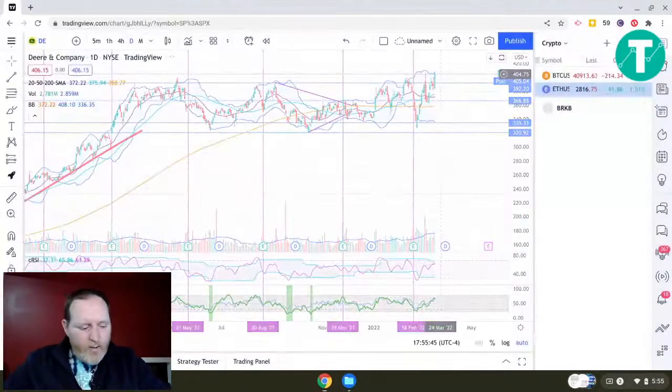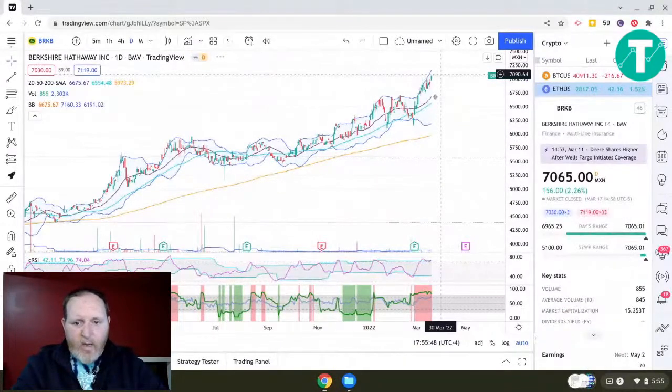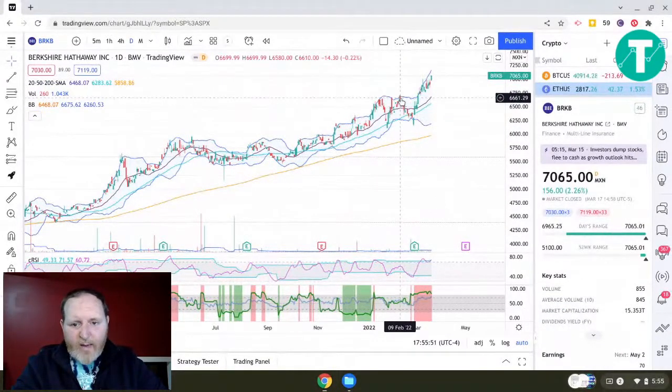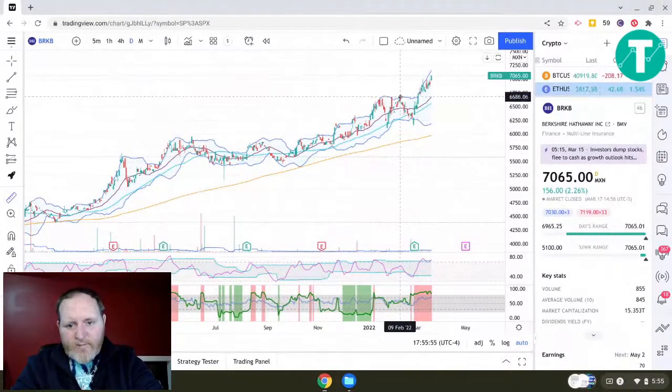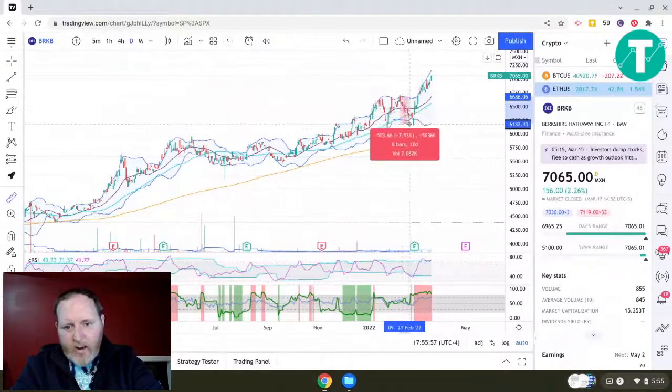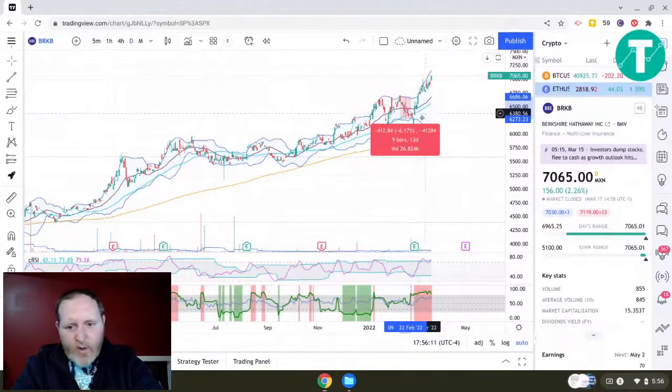And Berkshire, it always does good. I mean, look at this. Even when we had the pullback here, I just want to measure that right quick. Its biggest pullback right here was 7.6%. But it didn't close on that day. It actually closed up here. So its biggest pullback close to close would be 6.1%.